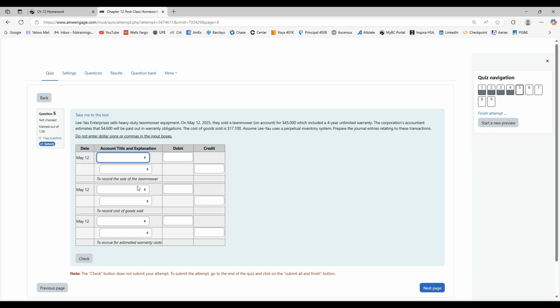Okay, so we didn't do this one on the workbook exercises. I kind of thought there was enough in this chapter without the warranty stuff, but this is a good little touch on it. It's relatively straightforward, I think. So we're selling it on account, right? So we're going to do sales revenue and AR, nothing different there.